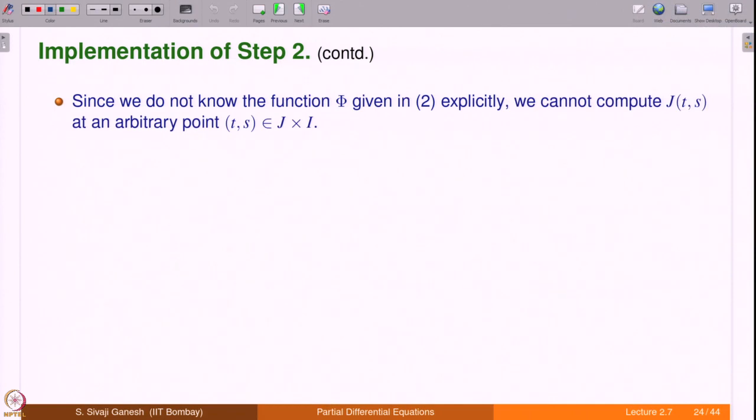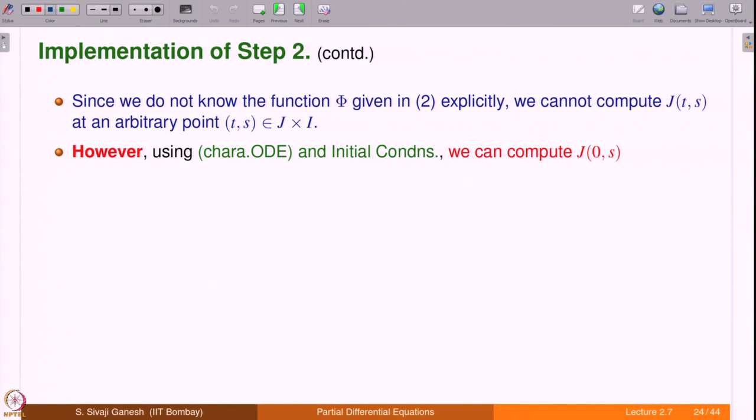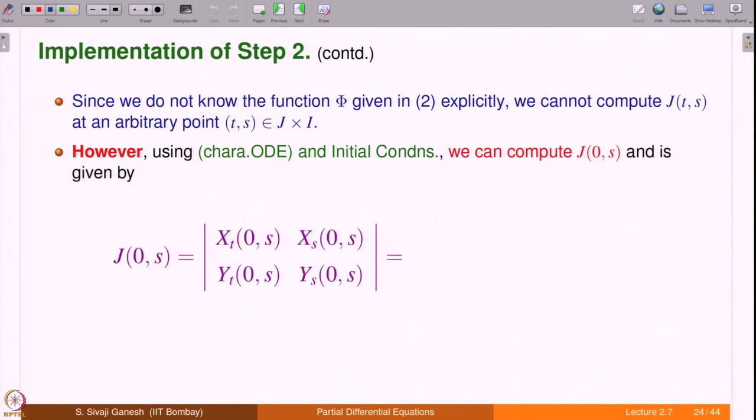Since we do not know the function explicitly, we cannot compute J at (t, s) for an arbitrary point (t, s) in J cross I, which you can read as R cross I. However, using the characteristic ODE and initial conditions, because the initial conditions for the characteristic ODE are given at t equal to 0, something can be done. We can compute J(0, s), and that is given by this.